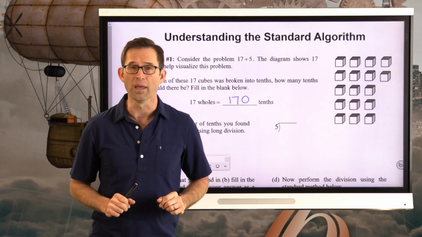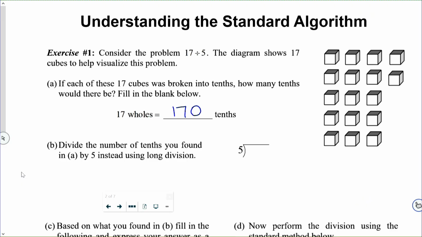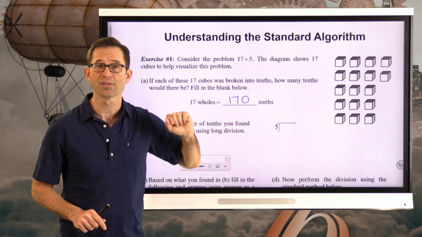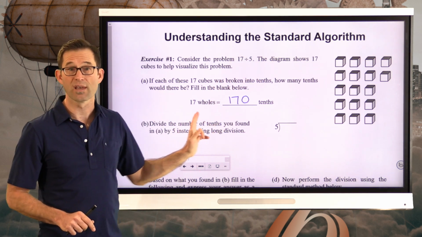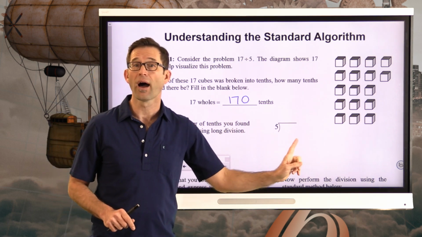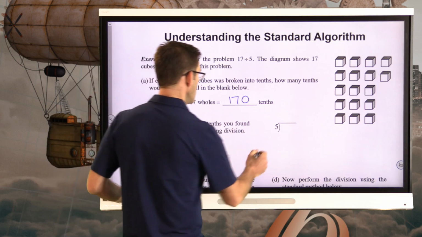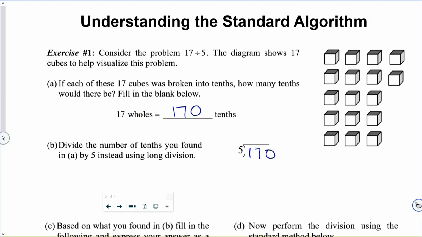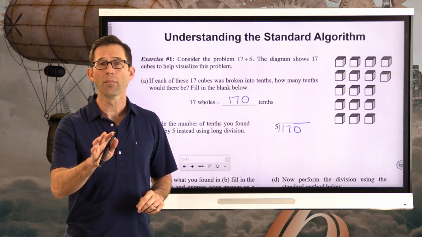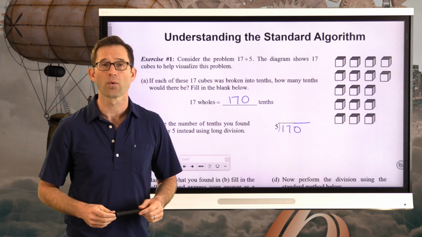Now let's take a look at letter B. Divide the number of tenths you found in A by 5 using long division. Keep in mind we're trying to figure out what 17 divided by 5 is. But since 17 wholes is equal to 170 tenths, we can also divide 5 into 170. We'll just put 170 right there, maybe extend my fraction bar just a bit, and figure out what that division is. Pause the video for a moment now, take a few seconds, and figure out that quotient.